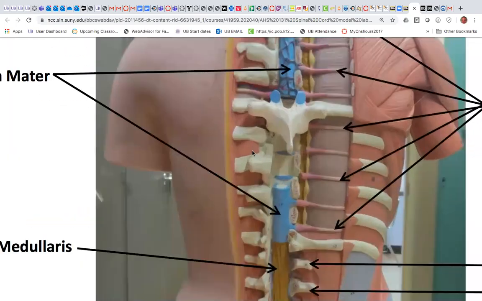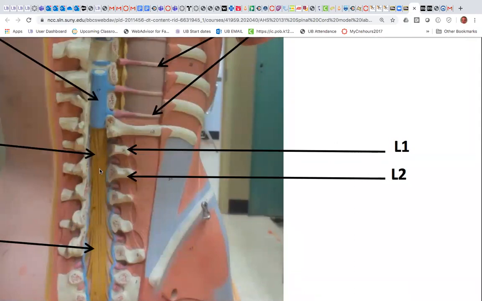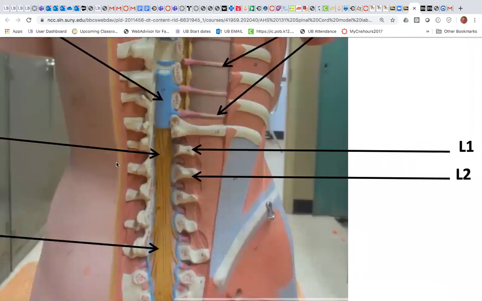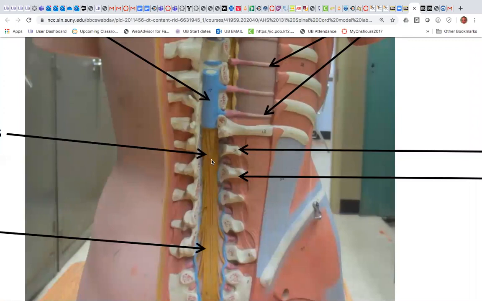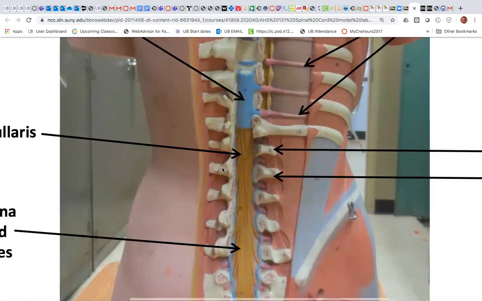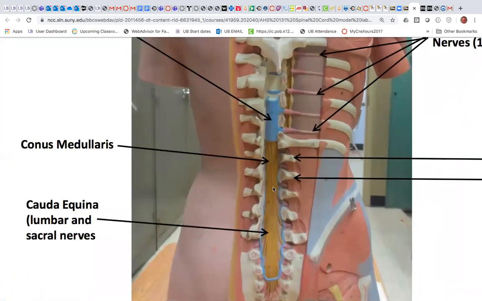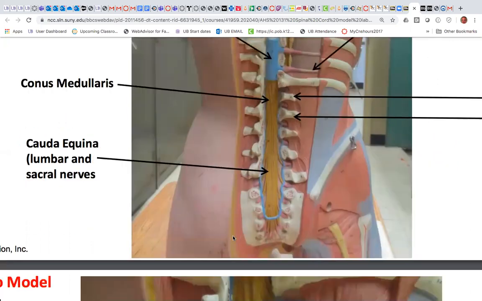If we zoom in a little bit at around the L1, L2 interspace between those 2 vertebrae, the spinal cord kind of tapers to an end right there, and that's the conus medullaris. And as you can see there on the left, conus medullaris. And then this long extension down at the bottom, we'll look at another view, as it extends down, that's the filum terminale. All of this that looks like the horse's tail is the cauda equina.